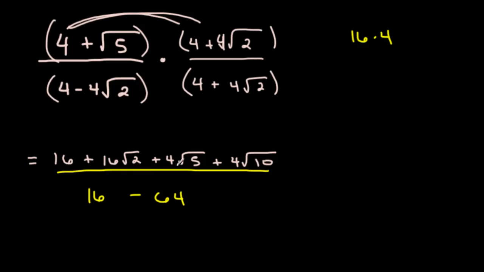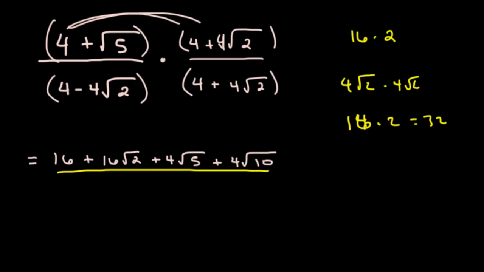Can I simplify anything in my numerator? Do I have any like terms in my numerator? Nothing, I don't have any same radicals, so nothing simplifies in my numerator, so I just have 16 plus 16 radical 2 plus 4 radical 5 plus 4 radical 10, and then finally 16 minus 64. So a little correction here, this actually should be 16 times 2 when I multiplied 4 radical 2 times itself. This should be 16 times 2 and my 32, so let's fix that. So then I have 16 minus 32 in my denominator, which is simply going to be negative 16, excuse me.